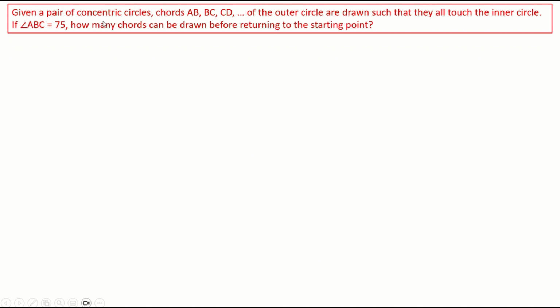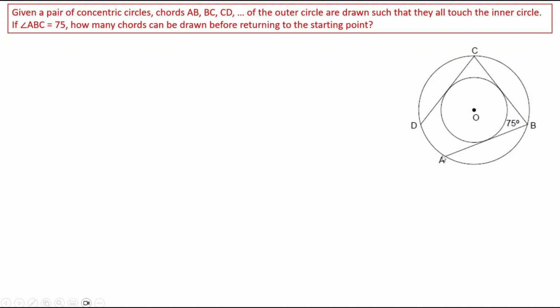Next, given a pair of concentric circles, chords AB, BC, CD of an outer circle are drawn in such a way that they all touch the inner circle. Like this. AB is touching the inner circle, BC is touching the inner circle, CD is also touching the inner circle. It is given that the first angle is 75 degrees. Then how many such chords will be drawn so that you will reach back to the starting point A?